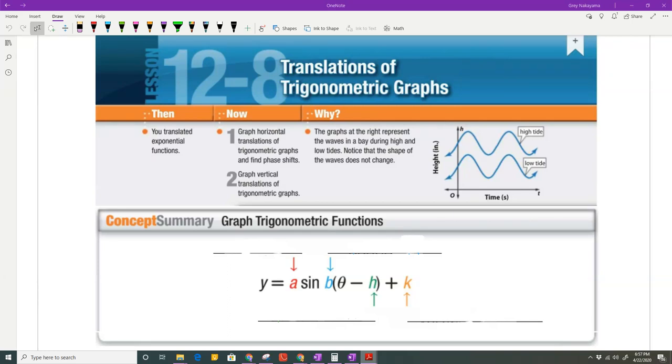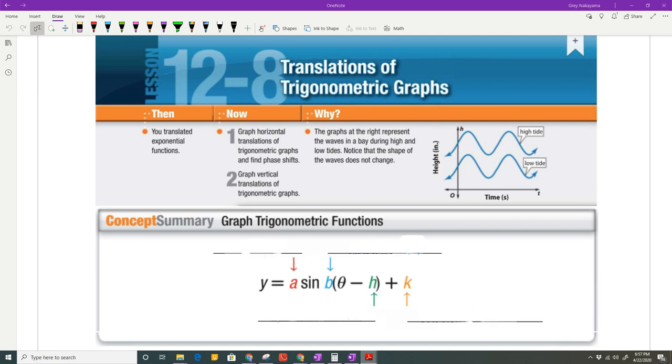Okay, today's lesson is 12-8, translation of trigonometric graphs. So what we are doing in this lesson is taking what we just did in the previous lesson, those graphs that we have shrunk vertically and horizontally, compressed and stretched, and now we're going to be moving them up and down and left and right.